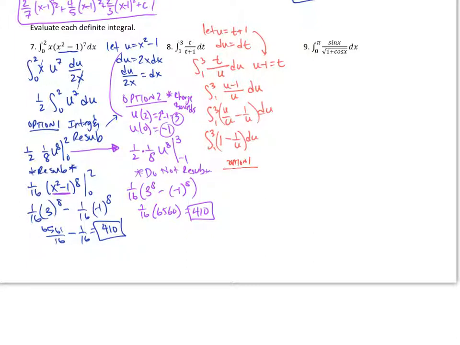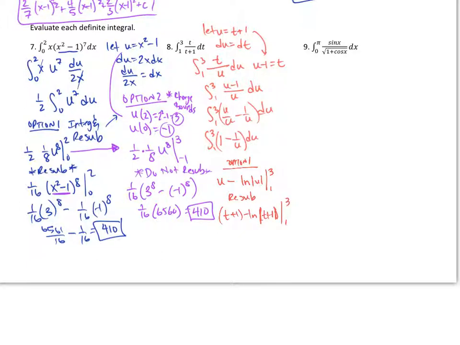So in this case, I'm going to take the integral, and on this one I'll get u minus ln absolute value of u on the bounds from 1 to 3, and now I have to resubstitute since I'm using this option. So I end up with t plus 1 minus ln absolute value of t plus 1 on the bounds from 1 to 3.